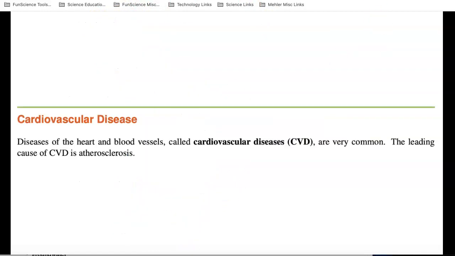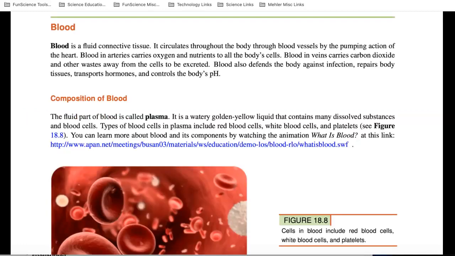Cardiovascular disease is one of the major killers of Americans, and that's partly because of our diet and partly because we're living so much longer. And what happens is fats and lipids cake on the inside of the veins and arteries. It's a very serious problem. You'll read about it more in the book.